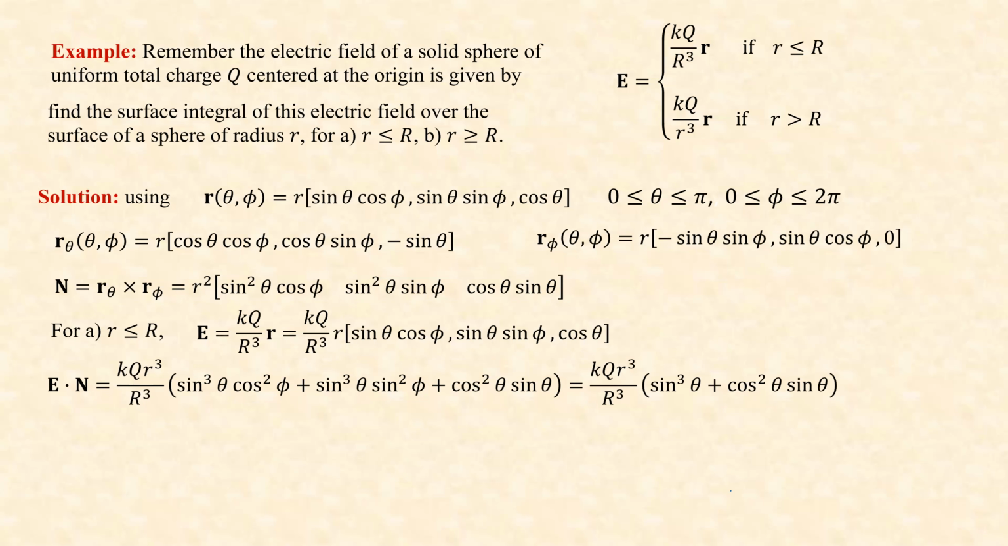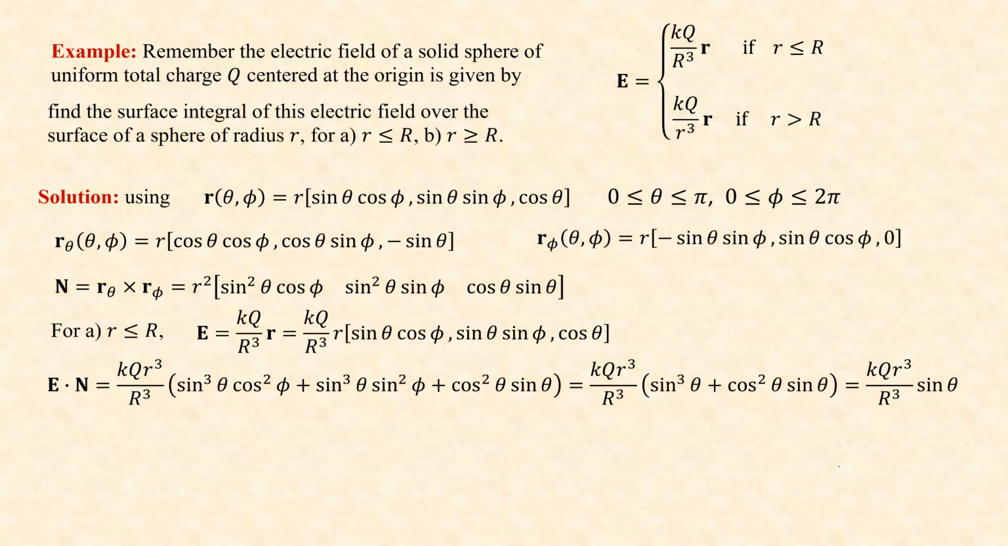Okay? And then here you can factor sine theta. What you're left with is sine squared theta plus cosine squared theta. That's also one. So it becomes like that, right? So this E dot n reduces to this expression. All right?